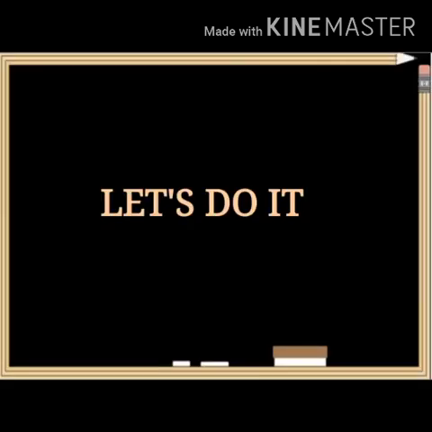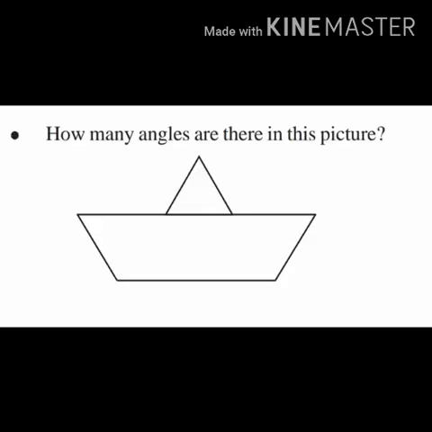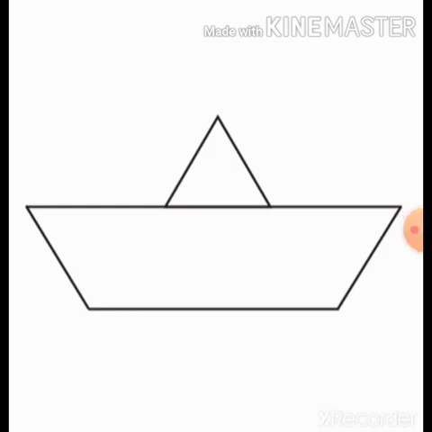Now let's do some work. The first question is how many angles are in this picture? Find out the angles in this picture. Two lines meeting at a point form an angle. So these are the angles. This is also an angle, this is an angle, and here is an angle. Here is an angle, and also here, and this is also an angle. These are the angles in this picture.